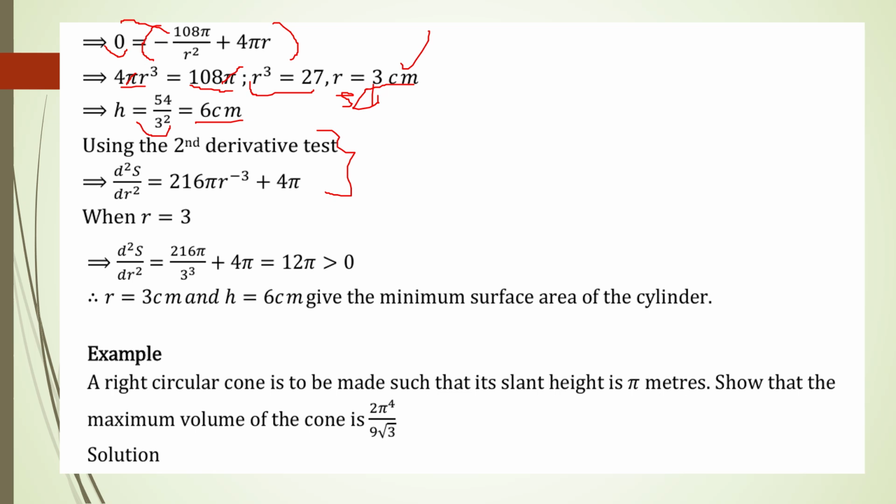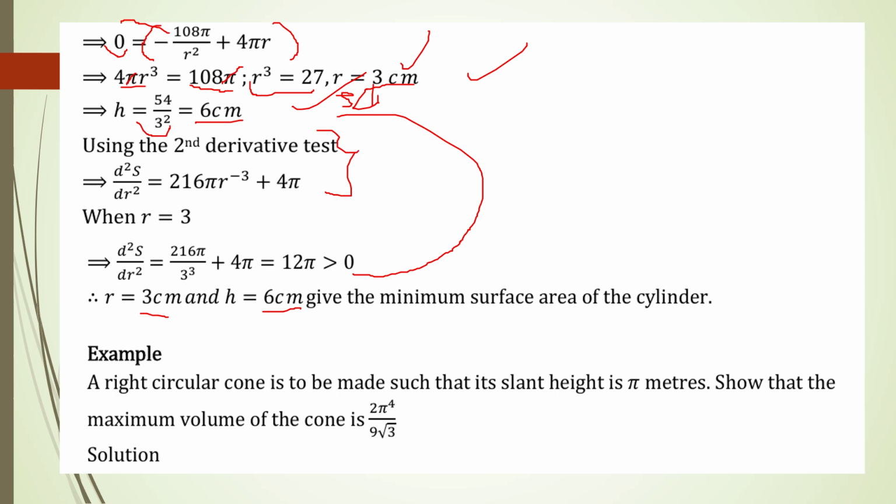So simply, since we have got our radius and our height, we can make our conclusion that r is going to be equal to 3 centimeters and h is going to be 6 centimeters for them to give us a minimum surface area of the cylinder.